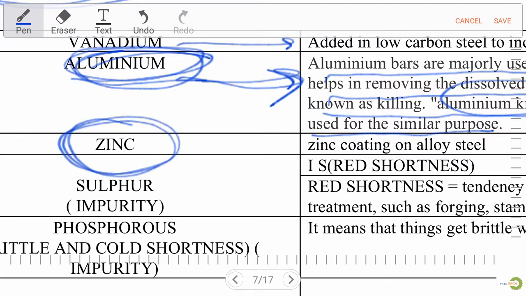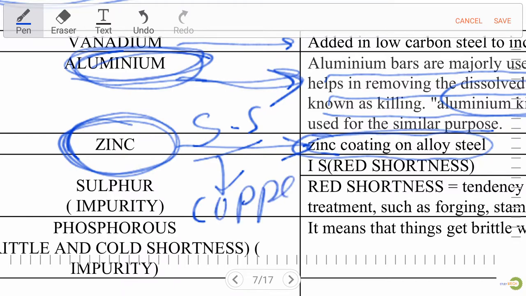Now let's move to zinc. Zinc is normally used for coating on alloy steel, and for stainless steel, copper is used for coating. Always remember, very important from the exam point of view.